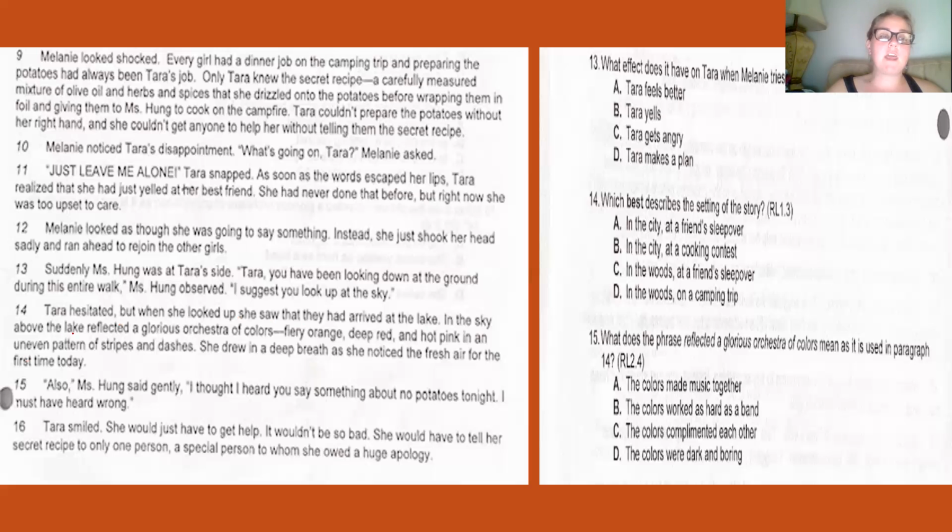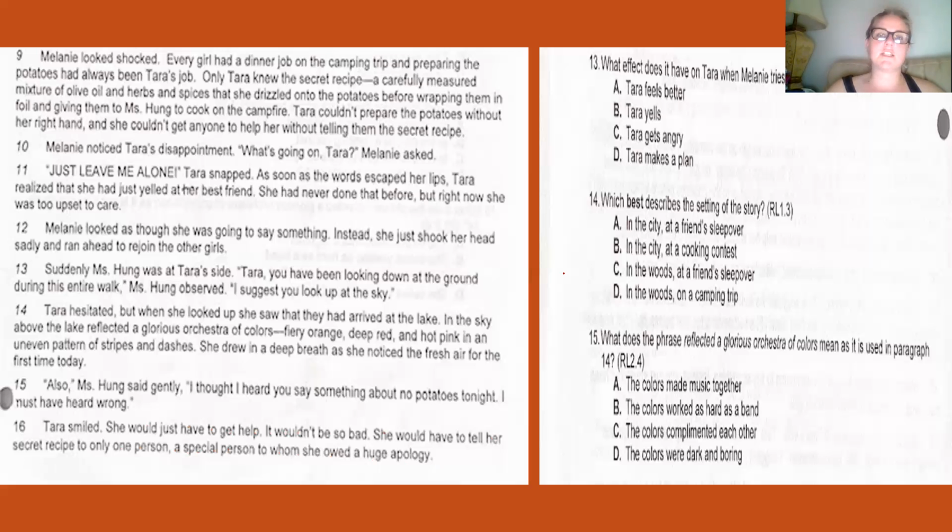In the sky above the lake reflected a glorious orchestra of colors: fiery orange, deep red, and hot pink, in an uneven pattern of stripes and dashes. She drew in a deep breath as she noticed the fresh air for the first time today. Also, Miss Hung said gently, "I thought I heard you say something about no potatoes tonight. I must have heard wrong." Tara smiled. She would just have to get help. It wouldn't be so bad. She would have to tell her secret recipe to only one person, a special person to whom she owed a huge apology.